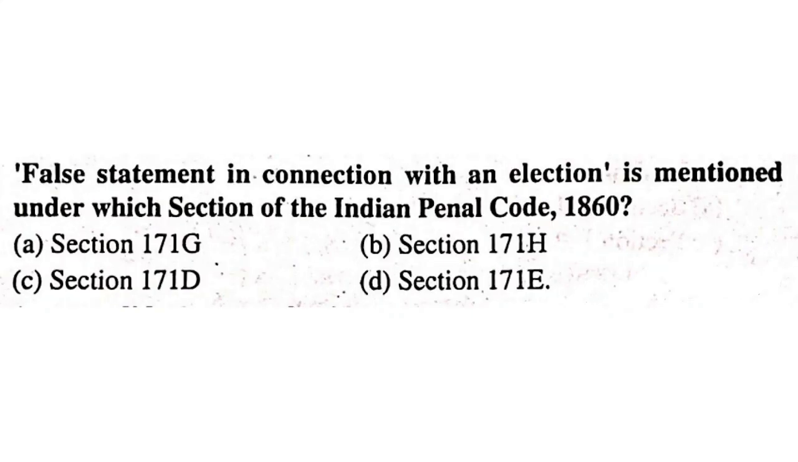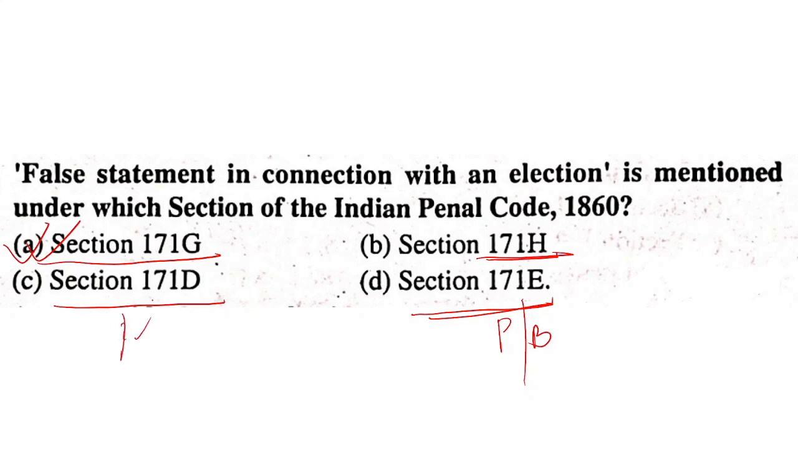A false statement in connection with an election is mentioned under which section of the Indian Penal Code, 1860? Section 171G, 171H, 171D, or 171E? It is section 171G of the Indian Penal Code. Section 171E is punishment for bribery, and 171H is about illegal payments in connection with elections. 171D is personation at election. So 171G is false statement in connection with an election.